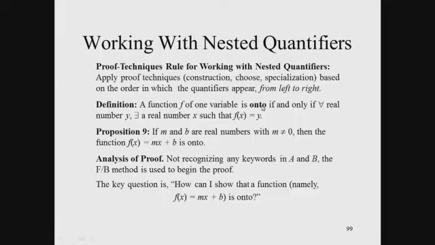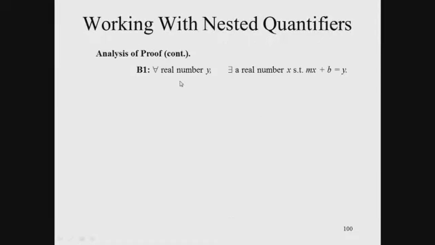So how do you show that a function is onto? According to the definition, you have to show that for every real number y, there is a real number x such that this function right here equals y. So that's what we're going to write as our new statement in the backward process. For every real number y, there is a real number x such that the value of the function is equal to y.